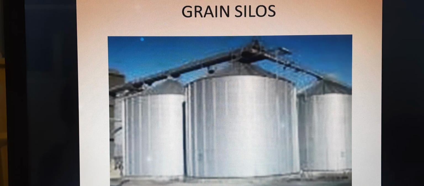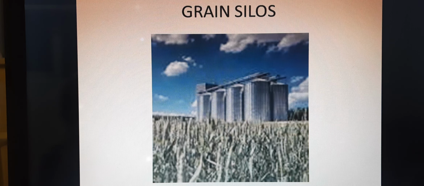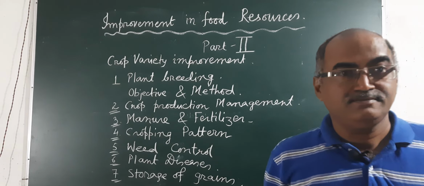These are the grain silos. Huge dumps are done in the silos for future use. This is another grain silo which is implanted in the crop field.